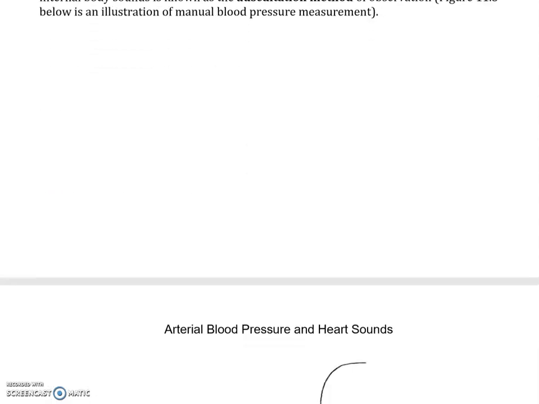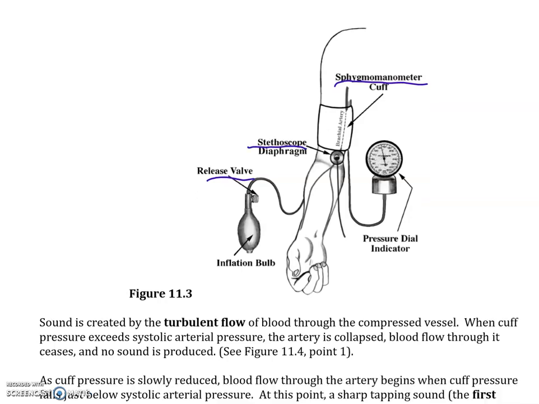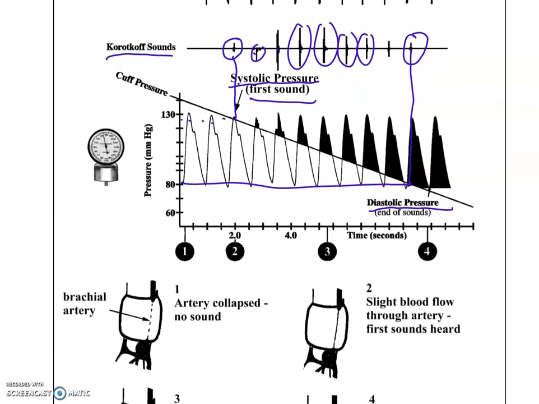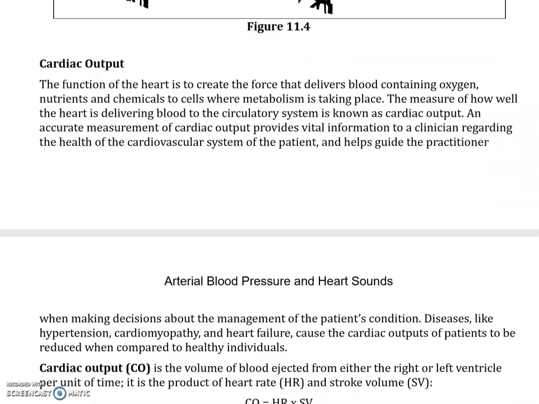And then here I already showed you, this is the normal setup with the sphygmomanometer, the cuff, and then your stethoscope that will listen to the sounds of Korotkoff. And here we already took a look at this diagram also. That shows you the first sound of Korotkoff is equal to your systolic pressure, and the last sound of Korotkoff will be the diastolic pressure.